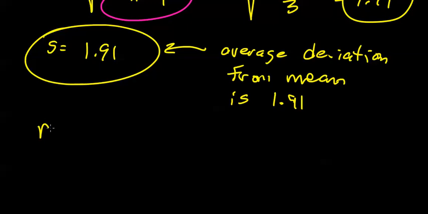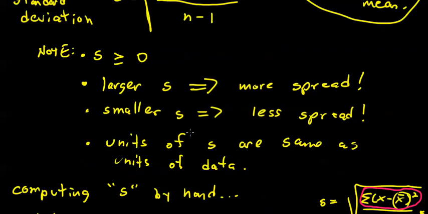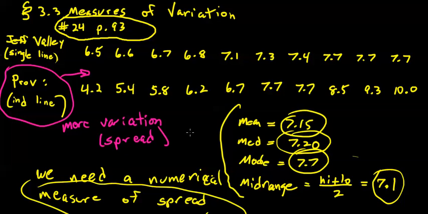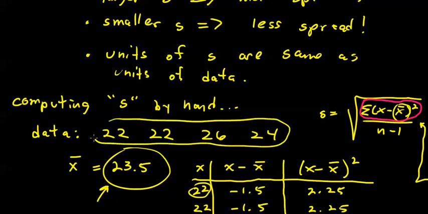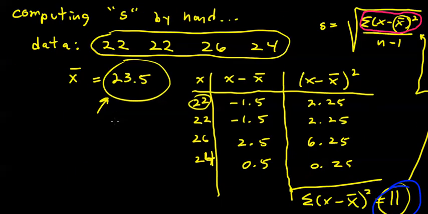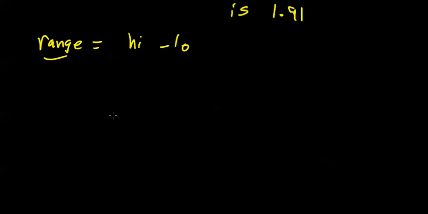Our other two measures of spread, well, the range is, of course, the high minus low for this data set. If I look at my original data set for this example, the high is 26, the low is 22. So the high minus low is 26 minus 22, and that's, of course, 4.